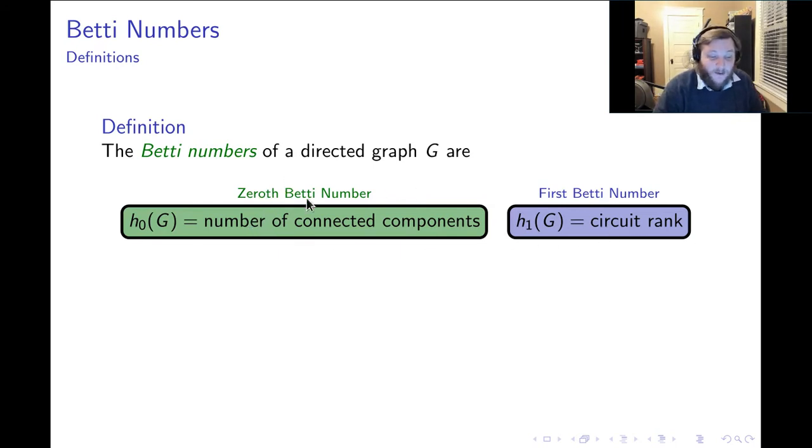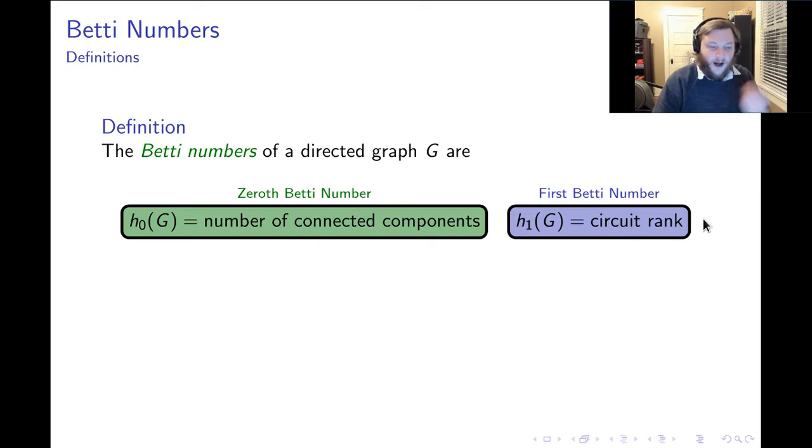The zeroth Betti number, which is denoted by h sub 0 of G, is the number of connected components. Remember, this is sort of the number of islands in the directed graph. And the first Betti number, which is denoted by h1 of G, is the circuit rank of the directed graph. Remember, this is the minimum number of arrows you need to purge from the graph in order to break all of the cycles.